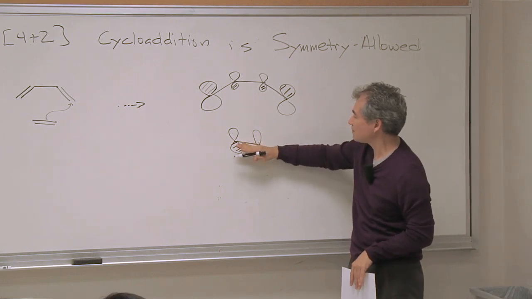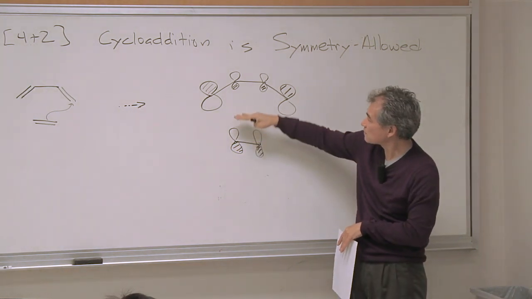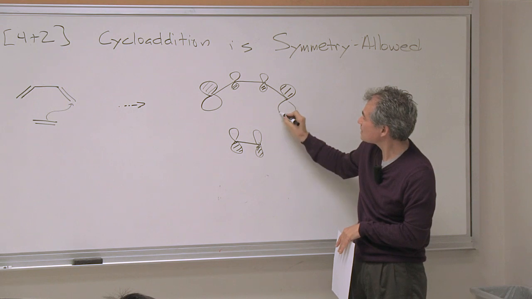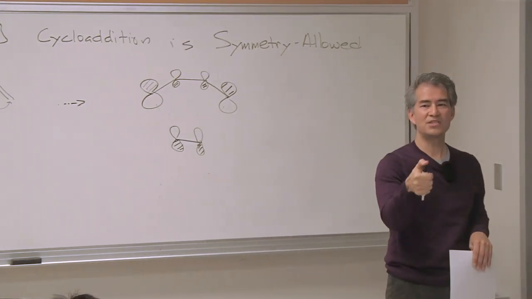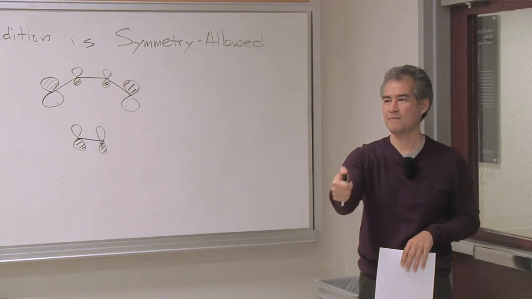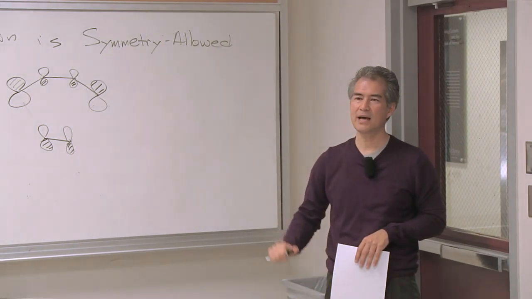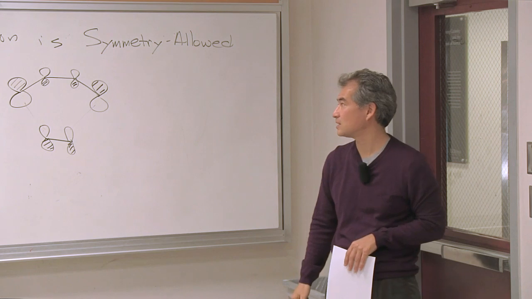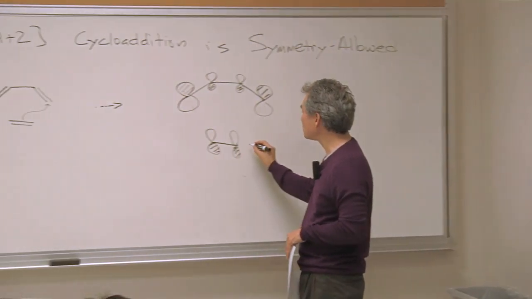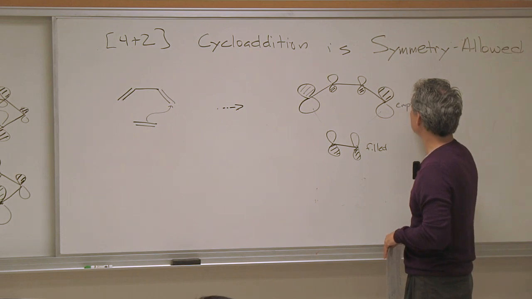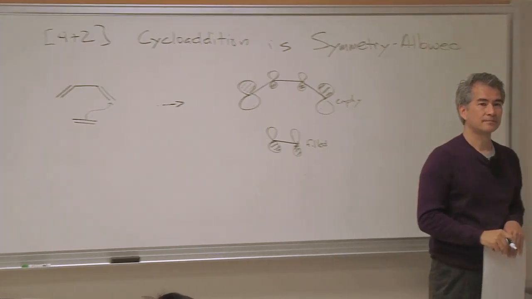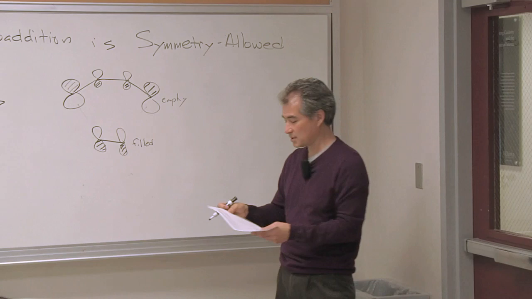And now it's totally easy for me to see that if this approaches from the bottom, I can simultaneously form bonds on both ends. The phasing works out. The symmetry of the orbitals is matched. This is a symmetry-allowed process to do a 4+2 cycloaddition. So I've got a filled orbital here, and I've got an empty orbital here. So orbital symmetry works out.